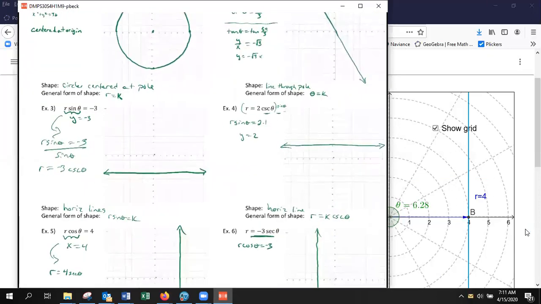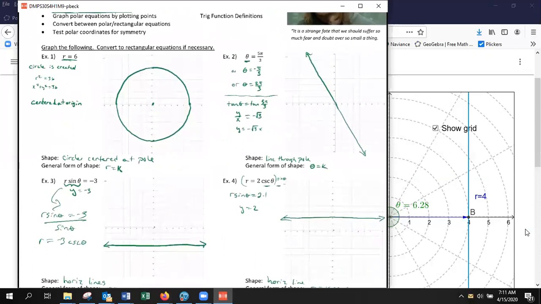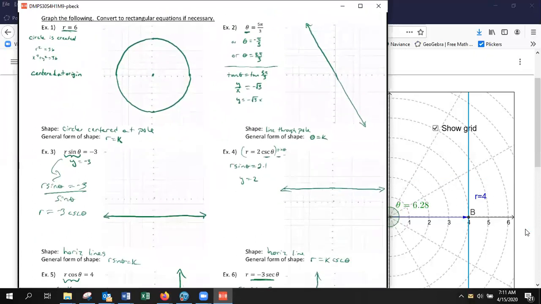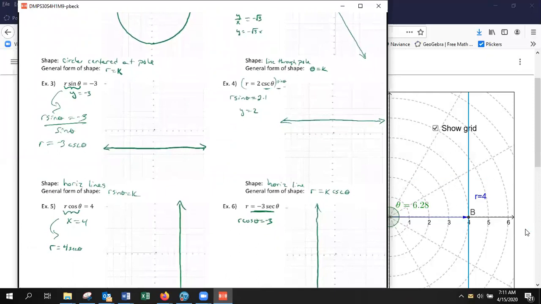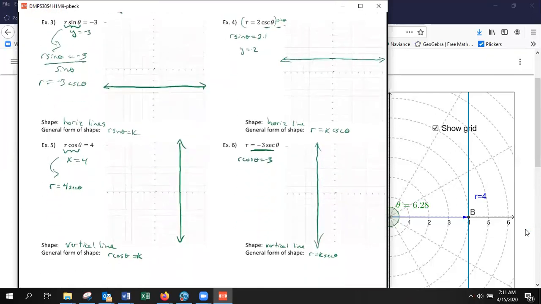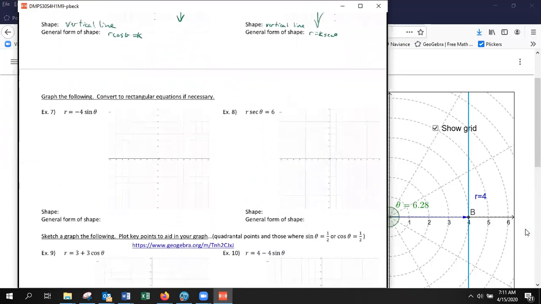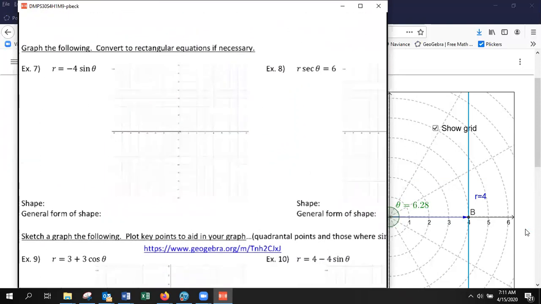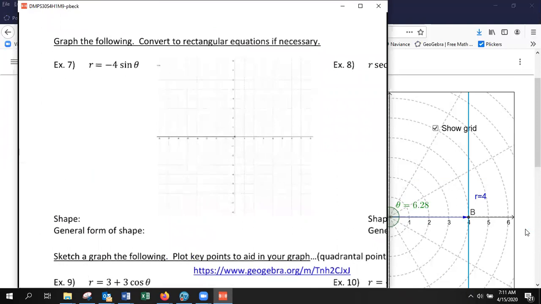So quick recap, a circle centered at the pole is just r equals a constant, a line through the pole is theta equals a constant. For vertical and horizontal lines, we have 2 separate forms for each. You could either start off as r sine theta equals, or r equals something times cosecant. And then our vertical lines are r cosine theta equals, or r equals something times secant. So what happens if you have r equals -4 sine theta?